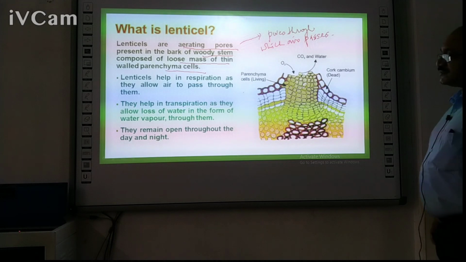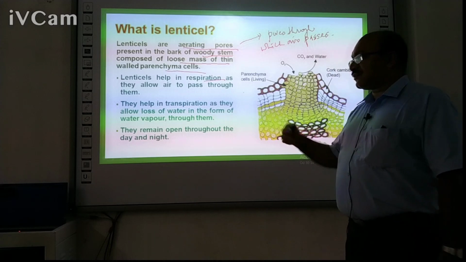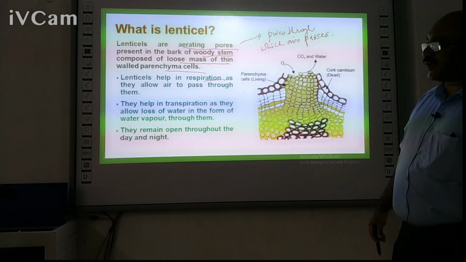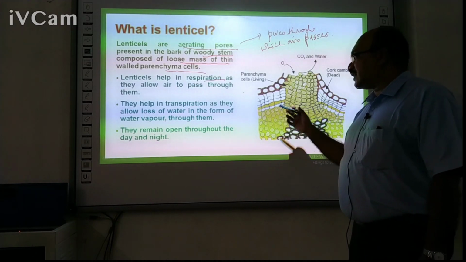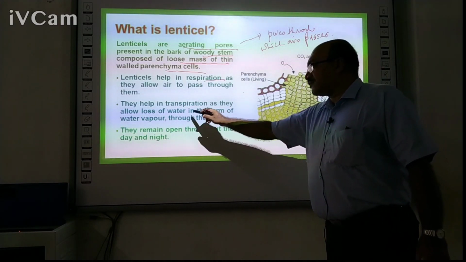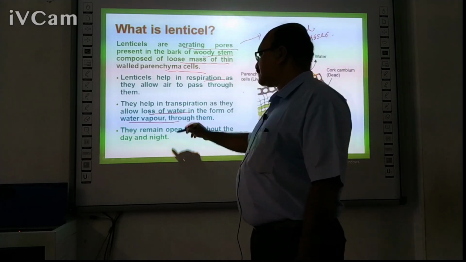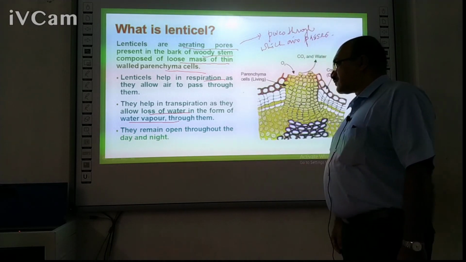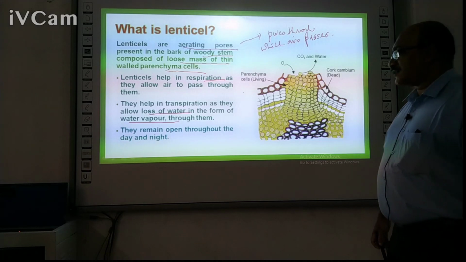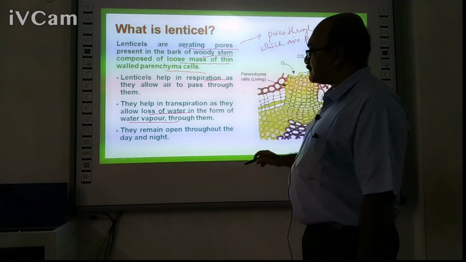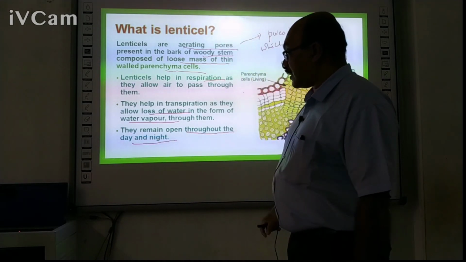So lenticels generally help in respiration because that also helps in the exchange of oxygen and carbon dioxide between the air and the plant. Besides this, as they are always open, they also allow some loss of water in the form of water vapor. So this kind of transpiration which takes place through the lenticels is known as lenticular transpiration. And lenticels never close, they remain open throughout the day and night.